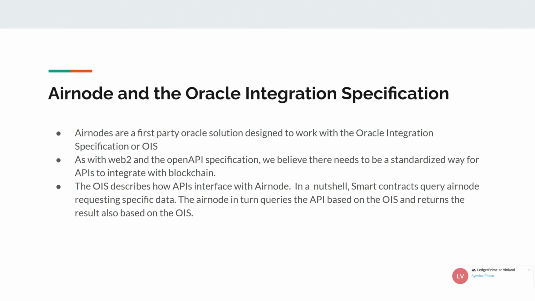In a nutshell, smart contracts query Airnode, requesting specific data. The Airnode in turn queries the API based on the OIS and returns the result. Of course, there are more nuances to this of how Airnode works on the backend, but you can read more about that in our docs.